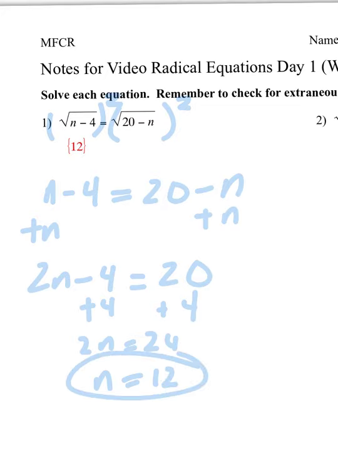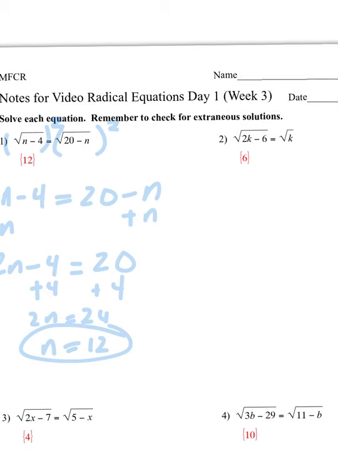Alright, what they mean by extraneous solutions, which is right up here, is sometimes when you solve these problems, you create answers that don't actually work when you go back and check them. So this will be me checking it. I won't do this on every problem, but this is how you would check it.